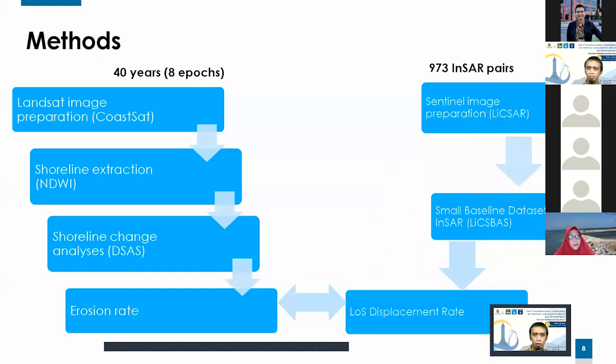Basically, our method consists of two main parts. The first one is the image processing of Landsat using CoastSat, and then we implemented NDWI for shoreline extraction. We will explain why we chose this one. And after we got the data, we utilized the Digital Shoreline Analysis System in ArcMap to understand the shoreline change, and we will have the erosion rate information.